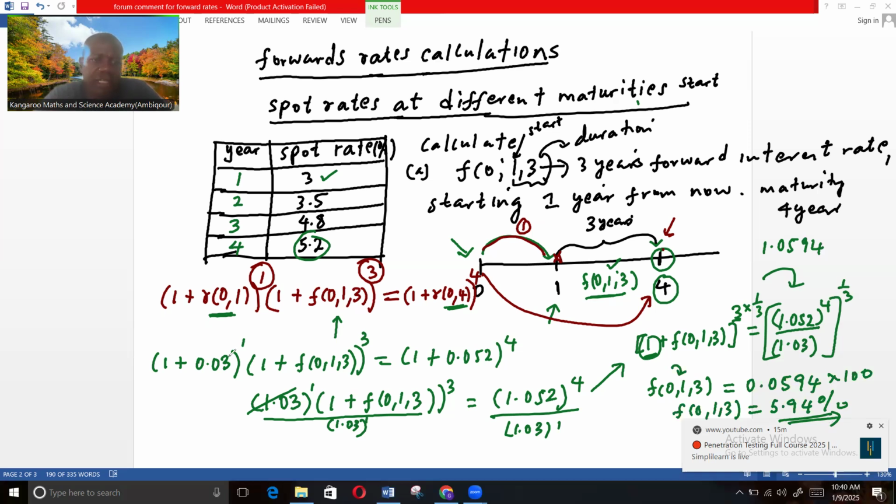Okay, so now let me check. Okay, I think everything is fine here. So let's say this time around, remember the 3 year forward interest rate we started 1 year from now, we got it to be 5.94%. Now, how about if we change this? How about we change this?